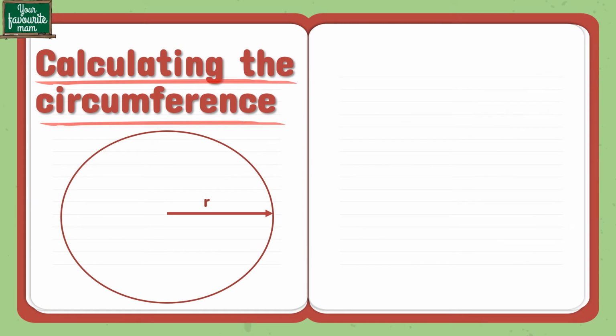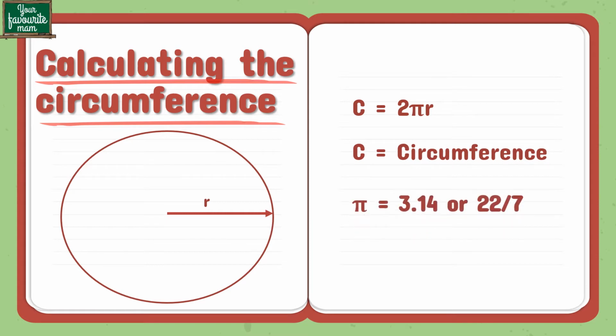Now let's try and calculate the circumference when we have a radius. There is a formula to calculate the circumference, and that is C = 2πr. C stands for circumference. Pi here is a Greek letter, which is the ratio of the circumference of any circle to the diameter of that circle. Regardless of the circle size, this ratio will always equal pi, and this ratio is 3.14, or we can also write it as 22/7. And r here stands for radius.